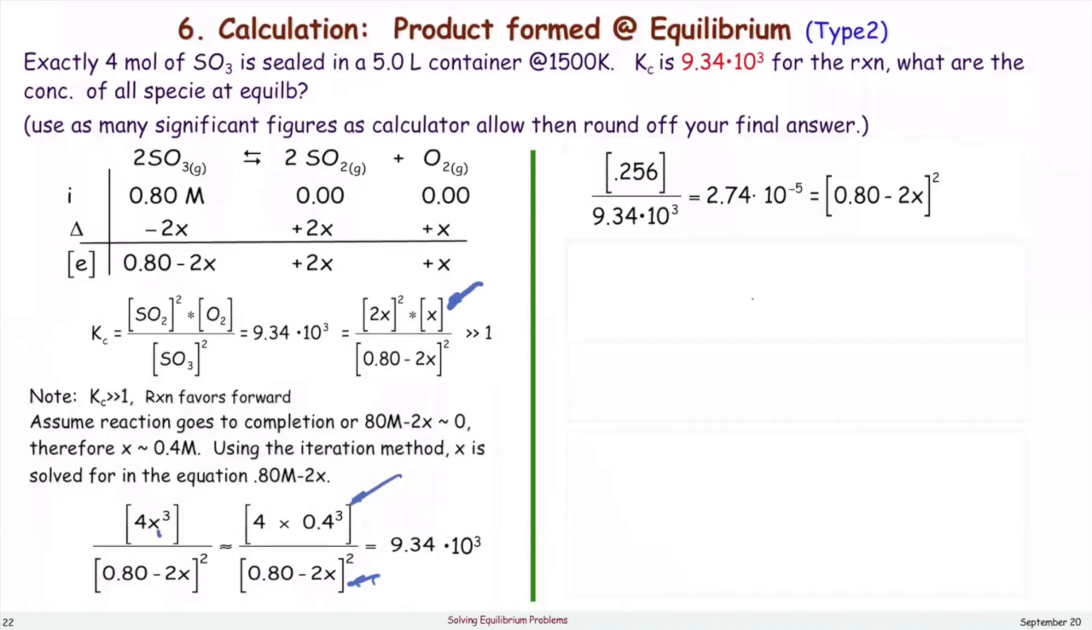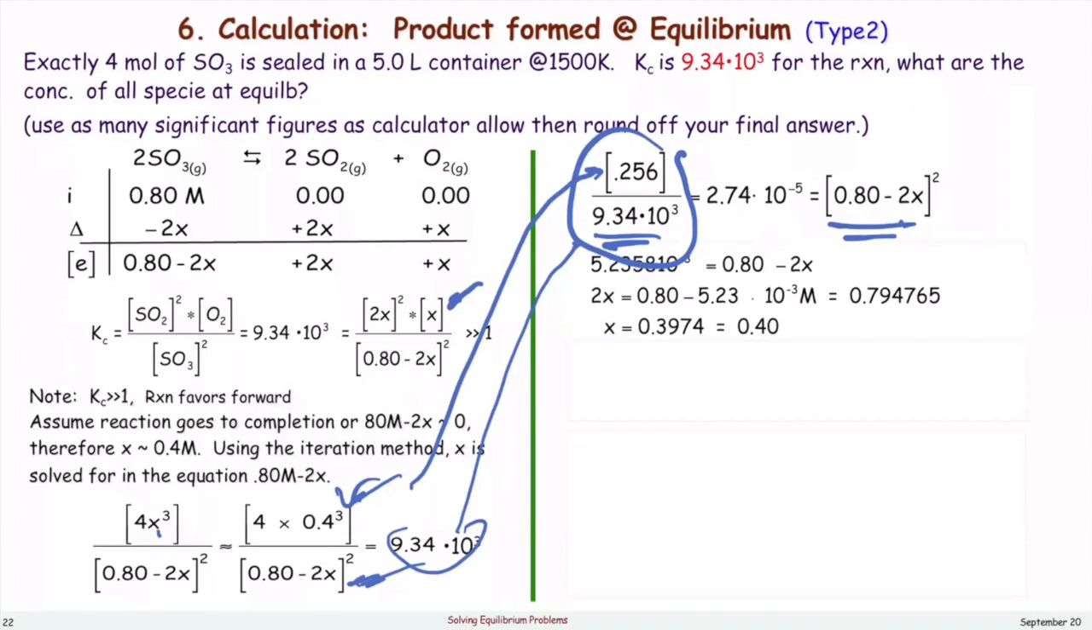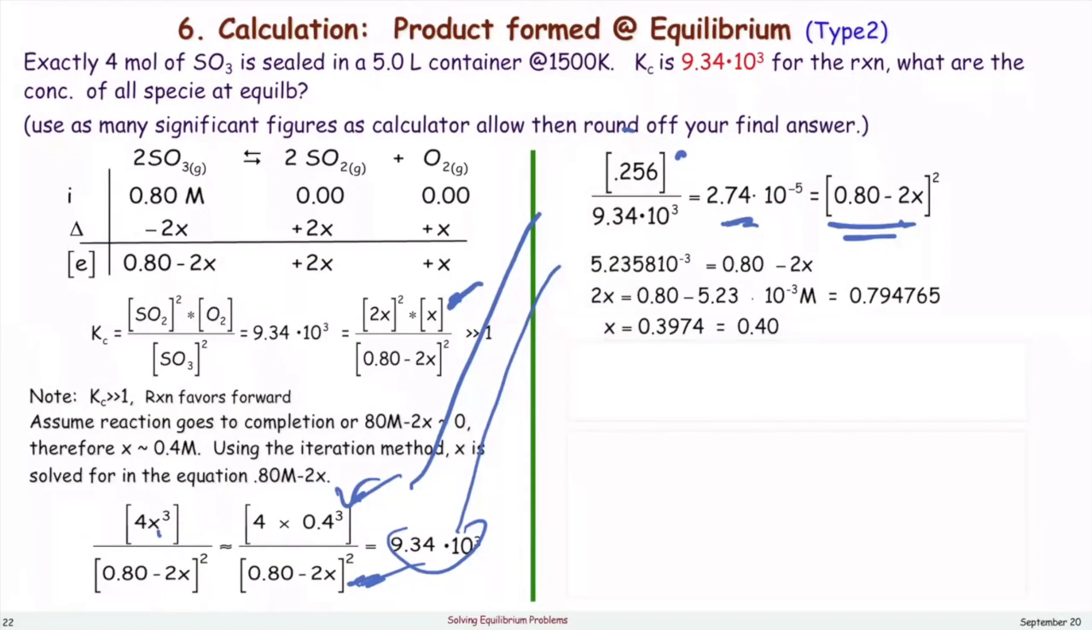Then what we need to do is solve it. What we did was I took this, put it in the bottom. That's this. I multiplied this out, 4 times 0.4 cubed. That's that quantity right there. And then I kept the 0.80 minus 2x term right there. So this whole term right here is a number, and that is equal to 2.74 times 10 to the minus 5. And what we can do now is take the square root of both sides. And when we take the square root of both sides, then we get this term right here. And now we can solve for X.